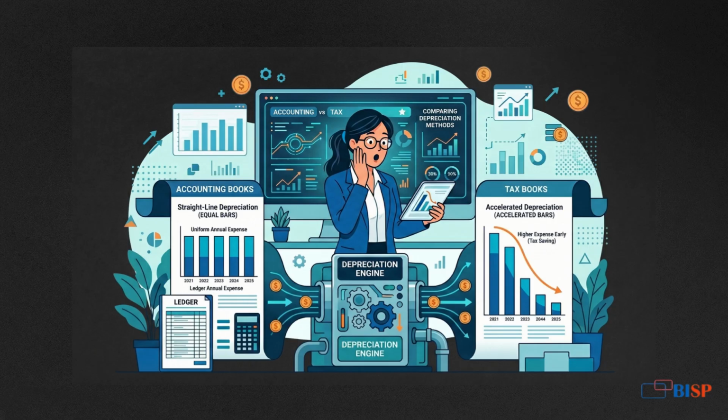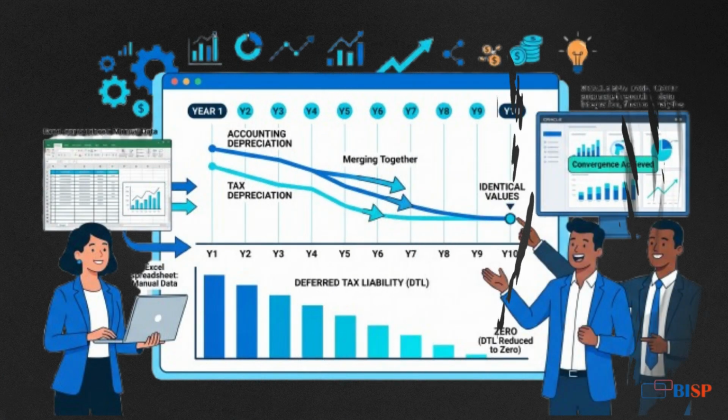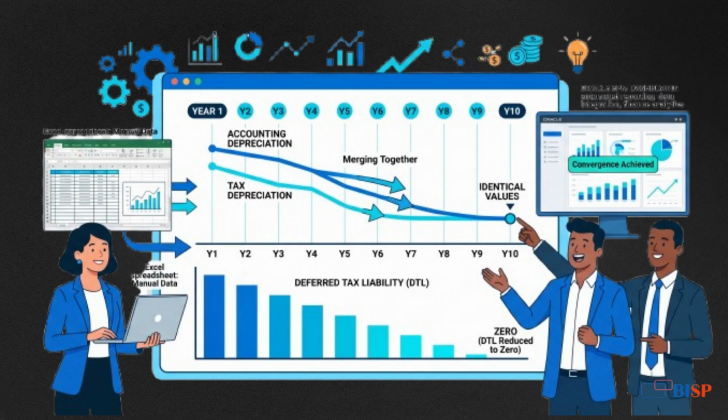Because of this, the company's accounting profit becomes different from its taxable profit. As a result, the amount of tax calculated in the financial statement is different from the tax that the company actually pays to the government. This temporary difference creates what's known as deferred tax. As the years pass and the depreciation amounts gradually balance out, this difference also disappears. So, deferred tax is simply a way of recognizing that a tax difference exists today but will reverse in the future.